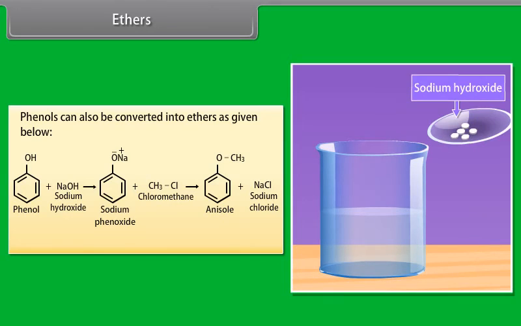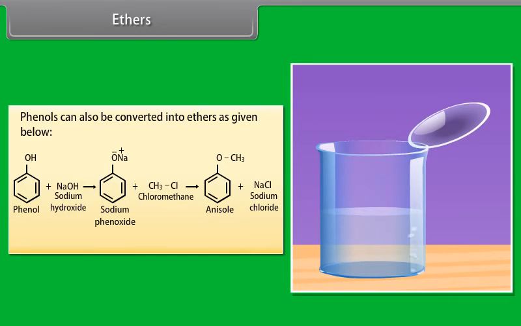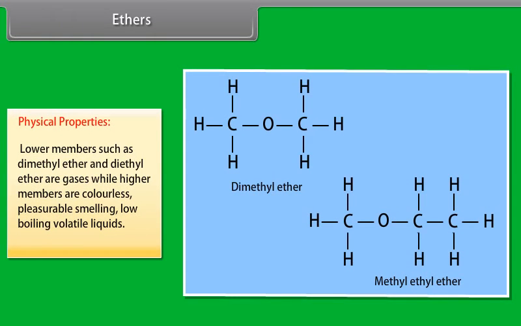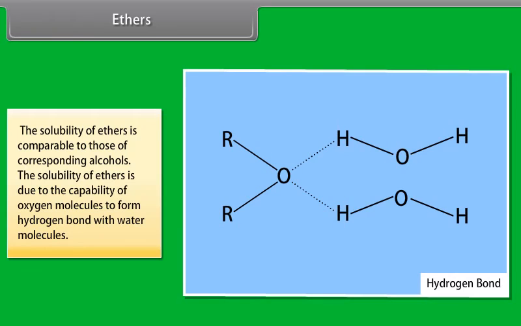Ethers. Preparation of ethers. By dehydration of alcohols. Alcohols are dehydrated to ethers in the presence of concentrated sulfuric acid at 413 Kelvin. The reaction involves the removal of 1 molecule of water from 2 moles of alcohol. The synthesis of ether is a nucleophilic bimolecular reaction as given below. This method is suitable for preparing ethers having primary groups only. Dehydration of secondary and tertiary alcohols to give corresponding ethers is unsuccessful.